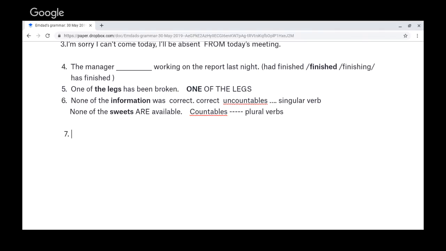This particular rule, I'm going to write it here, and you guys will come up with the answer and tell me what you would put here.